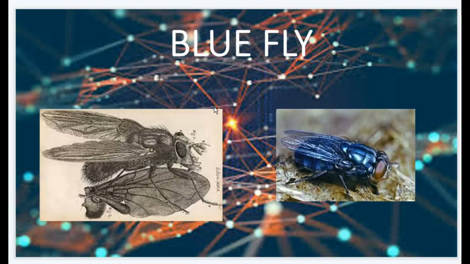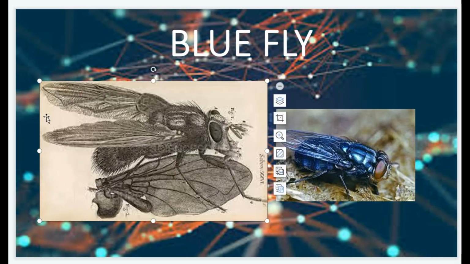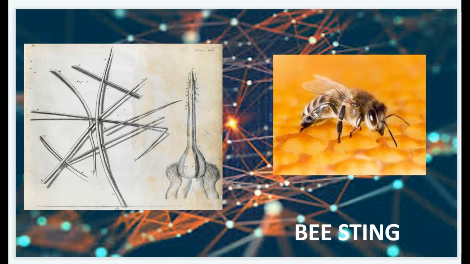You can see. If you want, I can increase the picture size. You can see nicely now. So this is the blue fly, and this is the original picture of the blue fly. Now the next was bee sting. He saw the bee sting and he drew the picture of it. Now this is the real picture, and this is the original book picture which Robert Hooke drew in his book.